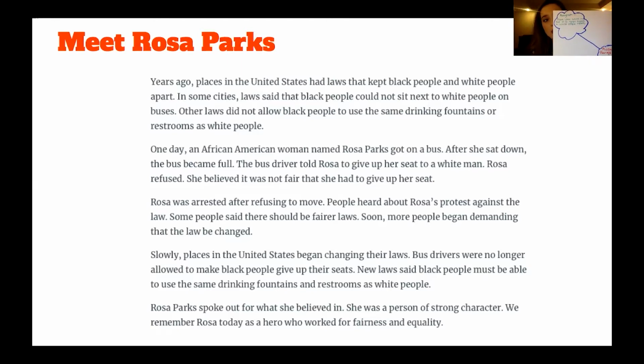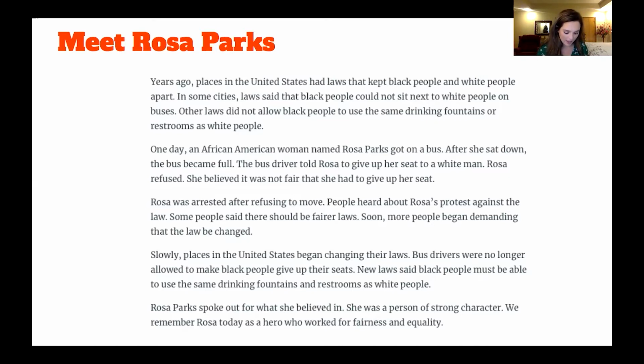The laws kept Black people and white people apart. Now what I want to do is just give a little bit more information and write this down, because I think when we take a really good look and take good notes, it helps us understand better what is happening in the text and remember it better, because once you write it down, it helps you remember.